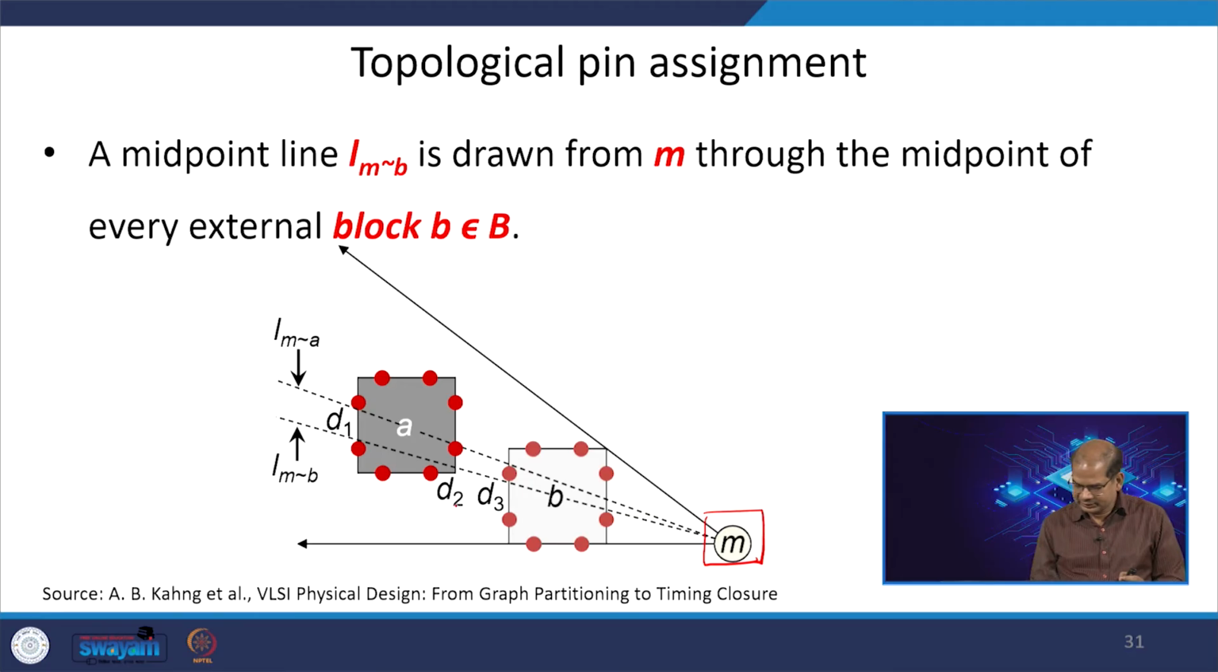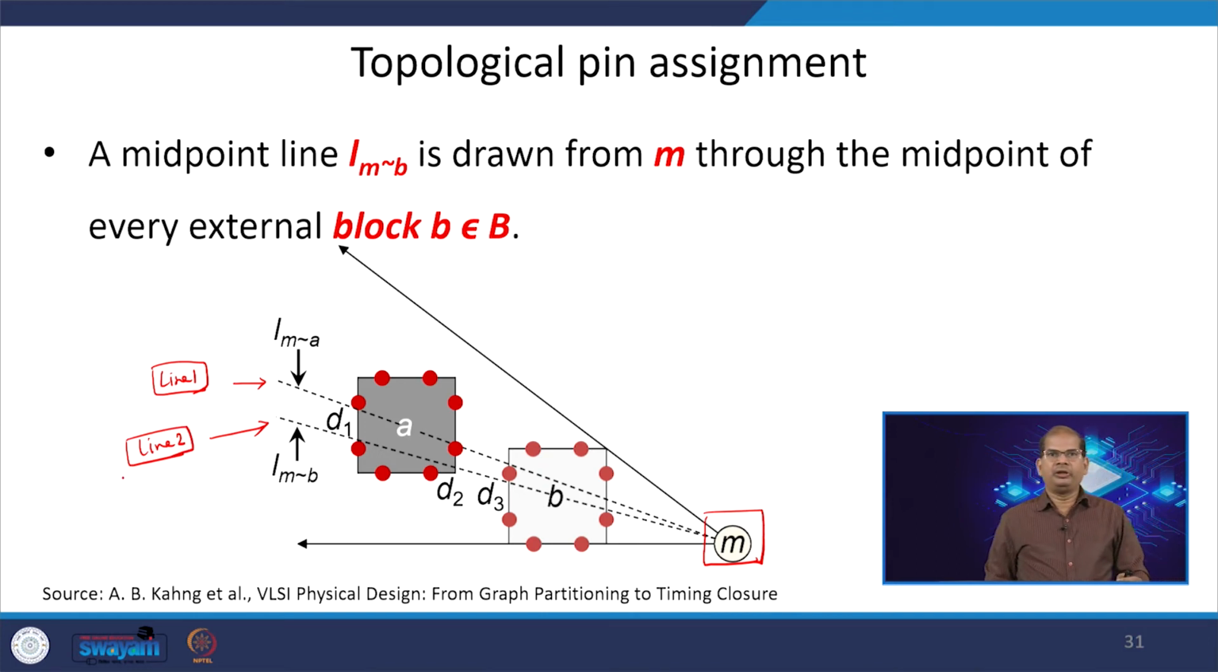Let us say this one is line 1, and this one is line 2. So, line 1 is passing through the midpoint of block A. You can see this is the midpoint of block A, and line 2 is passing through the midpoint of block B.